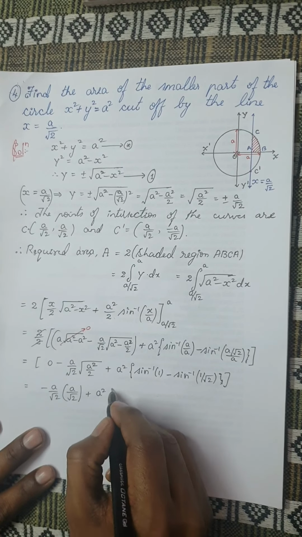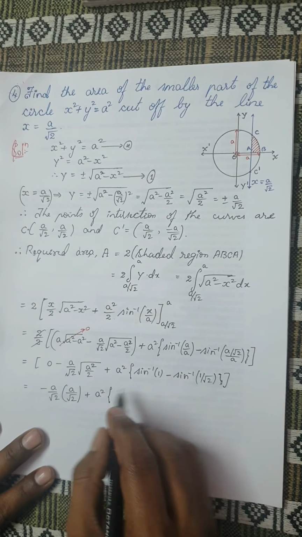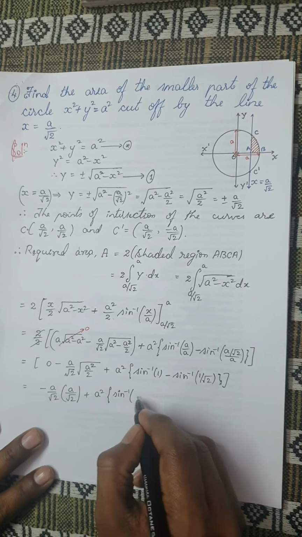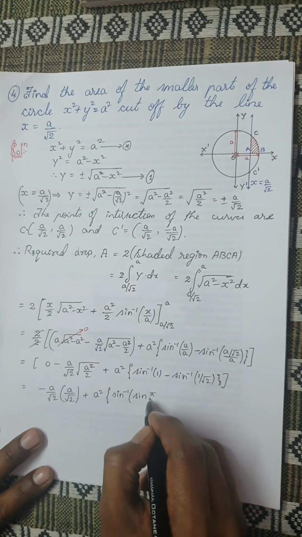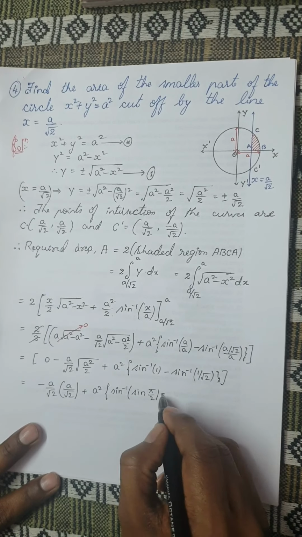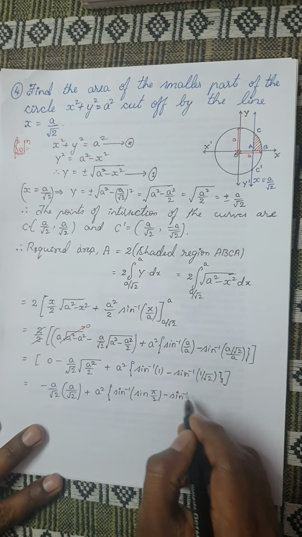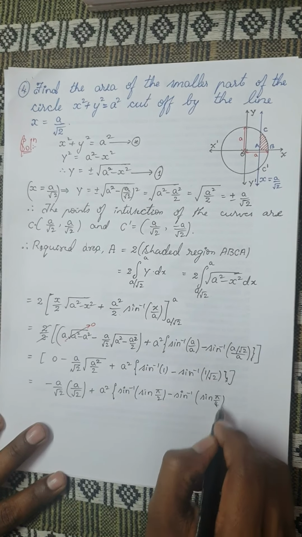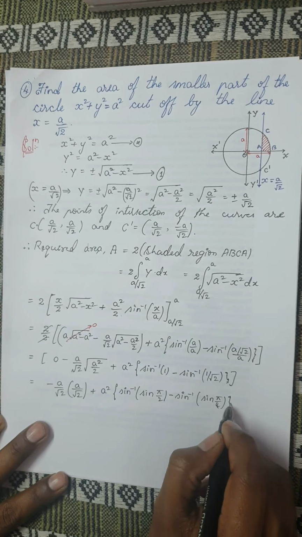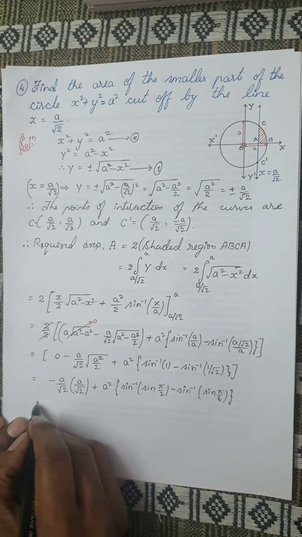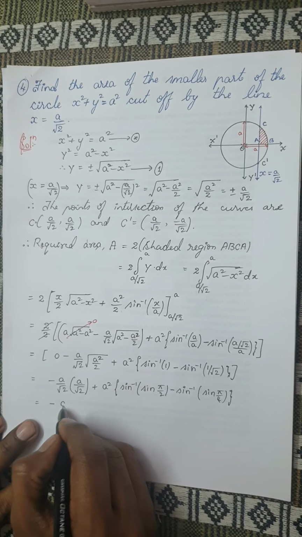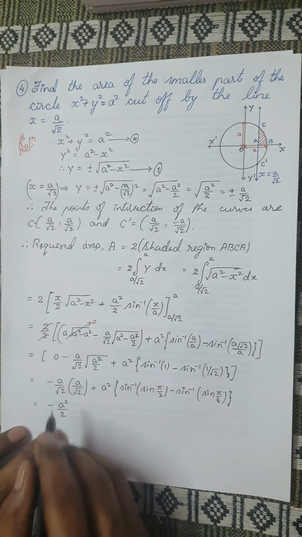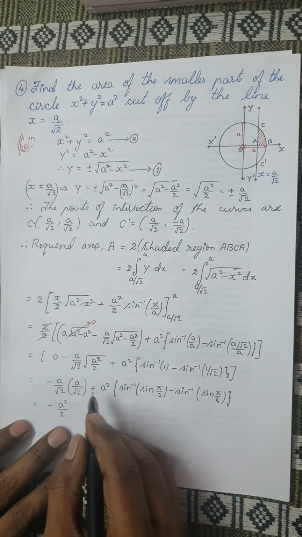Plus a square into, we know sine inverse of 1 is actually what? If you want, you can check it. Sine inverse of 1 is, this step is not required. Sine 90 is 1. Okay, minus sine inverse of, so this is nothing but sine pi by 4. Sine 45 is 1 by root 2. Okay, right. So this is nothing but minus of a into a is a square, root 2 into root 2 will be simply 2, because root 2 whole square is nothing but 2.